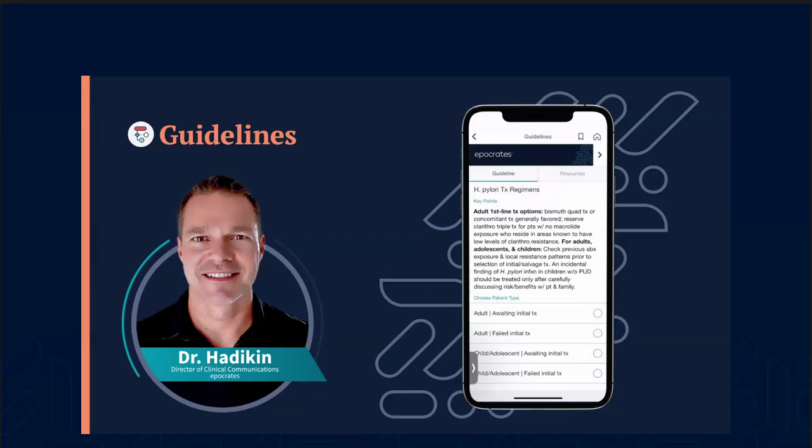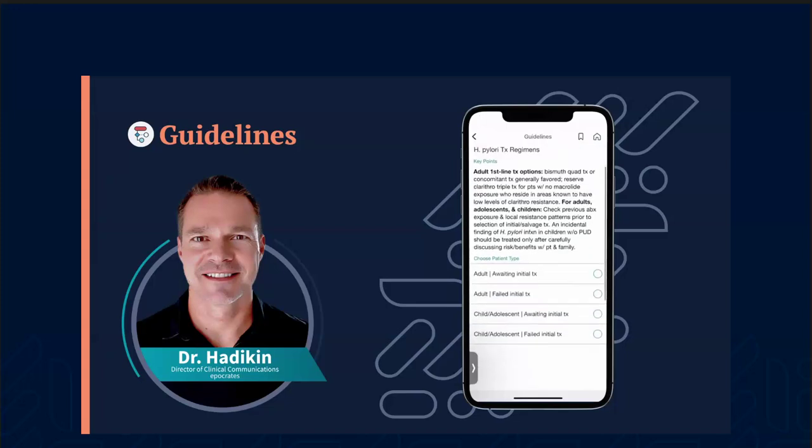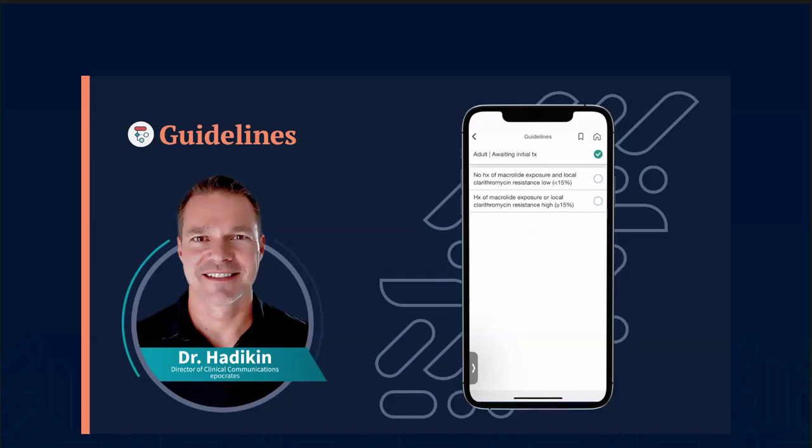On the landing page of this guideline synthesis, you'll find some key points, followed by a listing of specific patient groups. Now, here's where you'll be able to drill down to specific recommendations that match the patient you're treating. In this case, we're going to tap on adult awaiting initial therapy, and then we're going to choose no history of macrolide exposure, and local clarithromycin resistance is low, less than 15%. And we know our patient does not have a penicillin allergy, so that will be our last click.